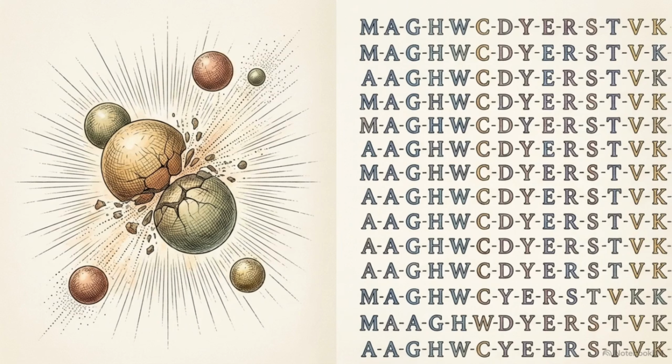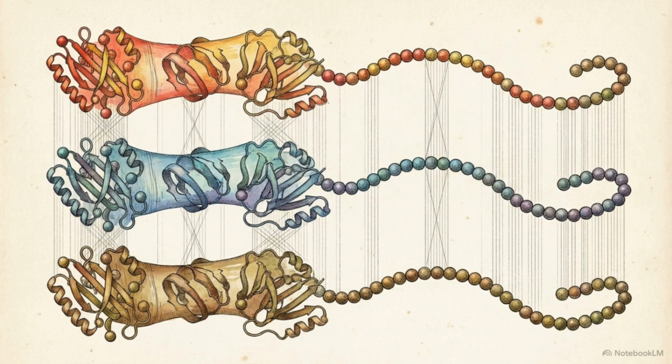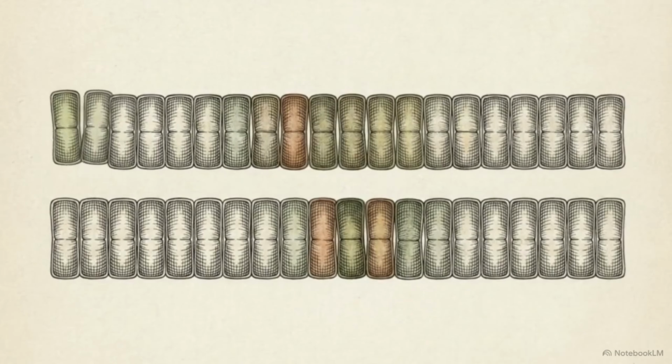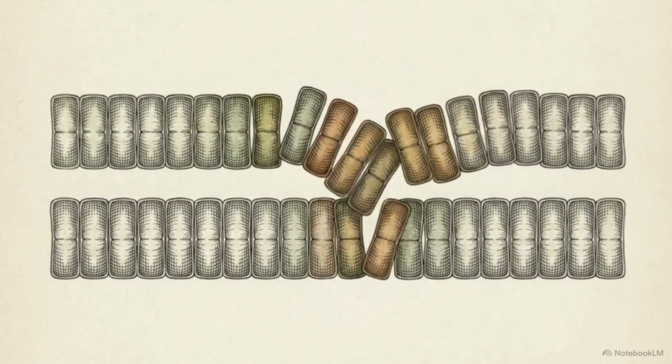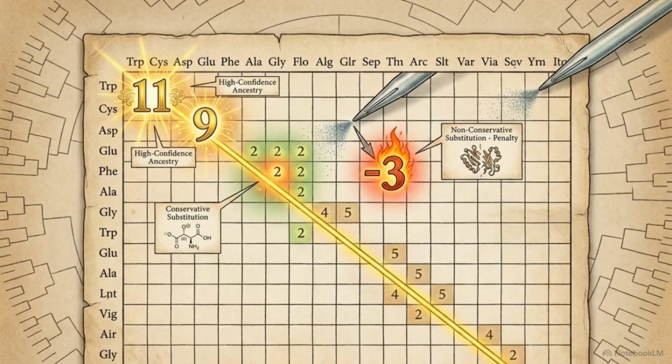This matrix is BLOSUM62. Derived by Steven and Jorja Henikoff from thousands of highly conserved sequence blocks, it quantifies exactly how likely one amino acid is to be replaced by another over evolutionary time. The diagonal line straight through the center represents identical matches, where the amino acids stayed exactly the same across both species. Notice that rare, chemically unique amino acids like tryptophan and cysteine receive massive positive scores. Because their specific chemical structures are so hard to replace, evolution strongly conserves them. If two sequences share a tryptophan, it is a high-confidence signal of shared ancestry.